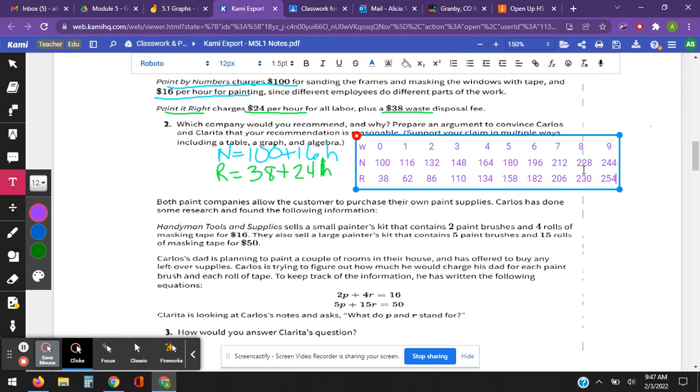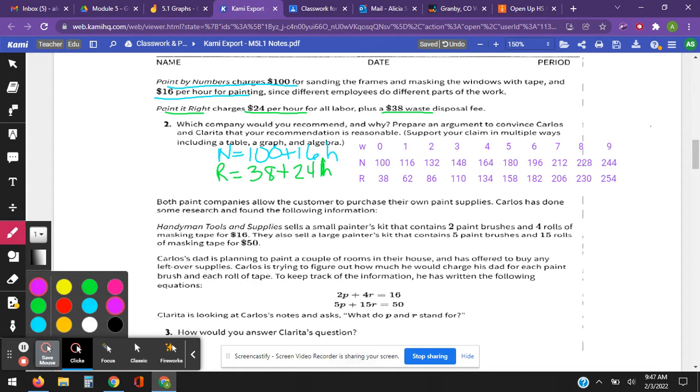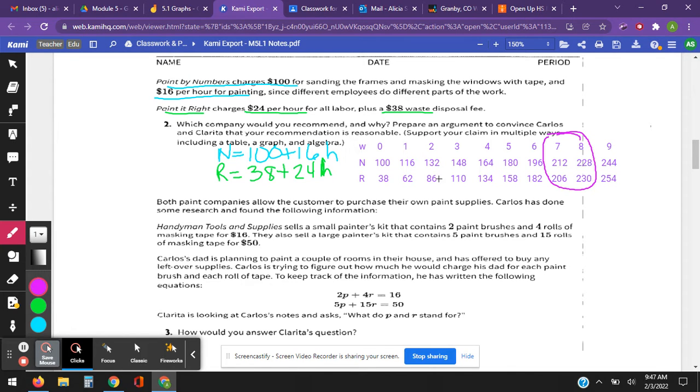Okay, so I noticed that none of these numbers actually match, but it is somewhere between 7 and 8 that they tend to cross. So this one goes almost to 230, and this one does go to 230. So somewhere in there, we're going to be crossing, because that's finally when this one gets bigger than this one. Okay, so we might have to use some algebra or graphing to figure this one out.